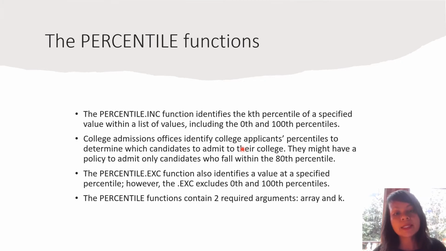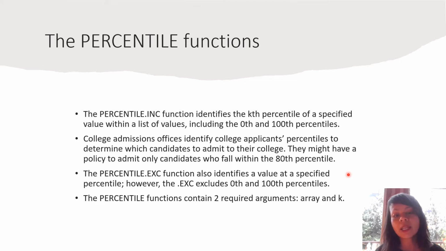Next, we have the percentile functions. The PERCENTILE.INC function identifies the kth percentile of a specific value within a list of values, including the 0 and the 100th. So when you think of INC, think of inclusive, right? It includes. For example, the example that the textbook gives you: the college admissions office identifies the college applicants' percentiles to determine which candidates to admit to their college. So they might have a policy to admit only the candidates who fall within the 80th percentile. That's a case where this function would be used.